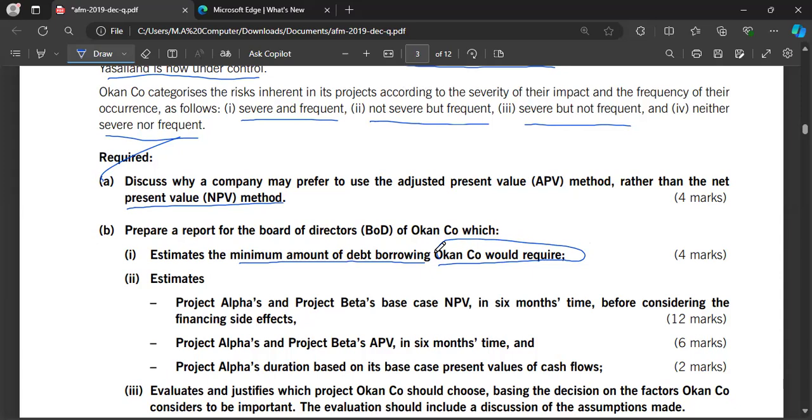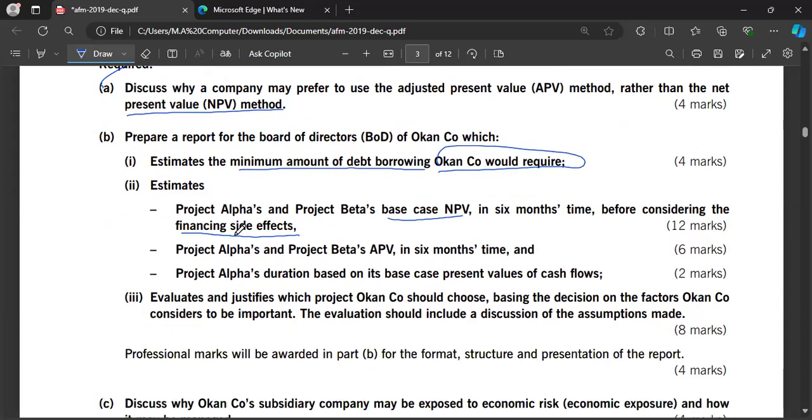Then for project Alpha and Beta, the base case NPV in 6 months' time before considering the financing effects. And then project Alpha and project Beta APV in 6 months' time. And then project Alpha's duration based on base case net present value cash flows. Very good question. And then evaluate and justify which project Okan company should choose, basing the decision on the factors Okan company considers to be important.